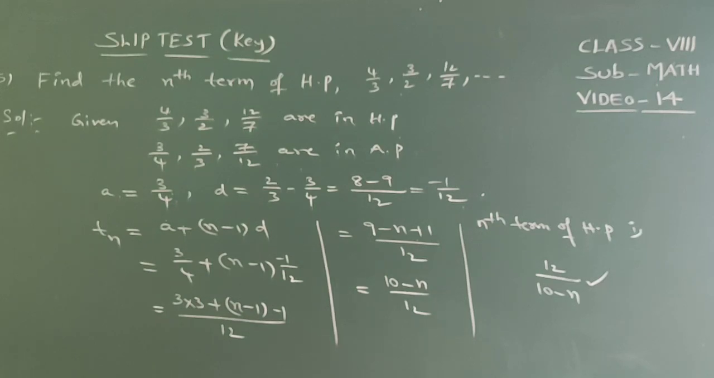Here 12 is the LCM. After simplification, we will get 9 plus 1, that is 10 minus n, by 12. 10 minus n by 12 is the nth term of the AP. But we require the nth term of the HP, which is its reciprocal. Here a plus n minus 1 into d is the nth term of the AP, so for the HP it is 1 by a plus n minus 1 into d. That's why 1 by 10 minus n by 12, meaning 12 by 10 minus n, is the required nth term of the given HP.